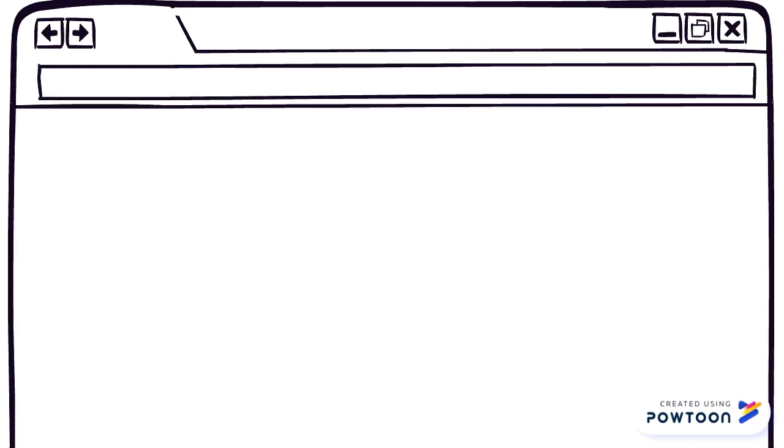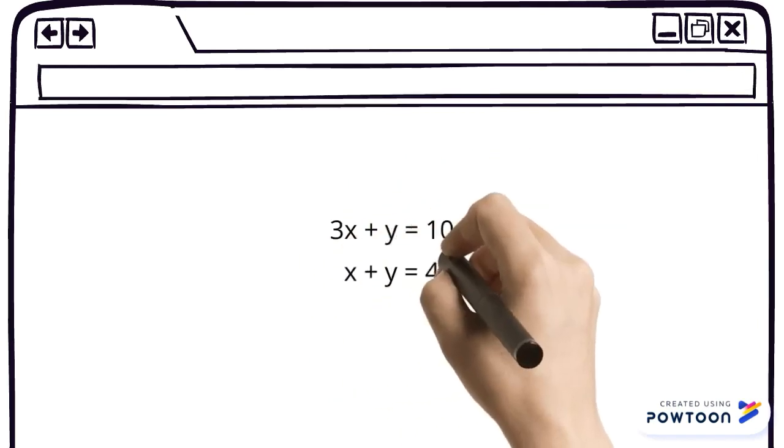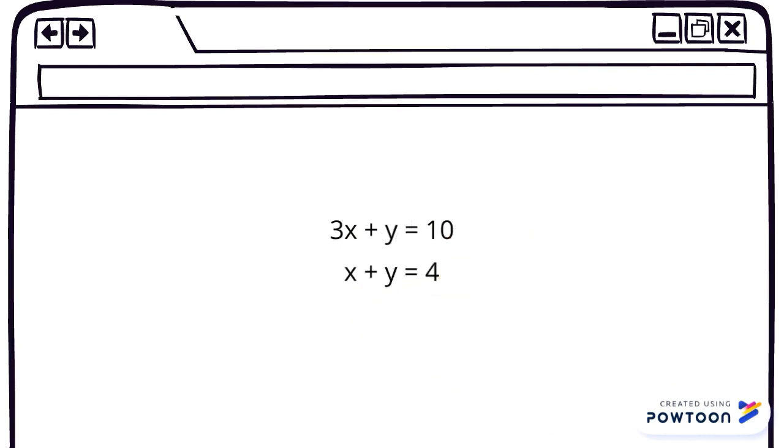However, if you have two equations with two variables like 3x plus y equal to 10 and x plus y equal to 4, then suddenly there is one solution for us to find. This is a system of simultaneous equations, and we are going to see how to find the solution.